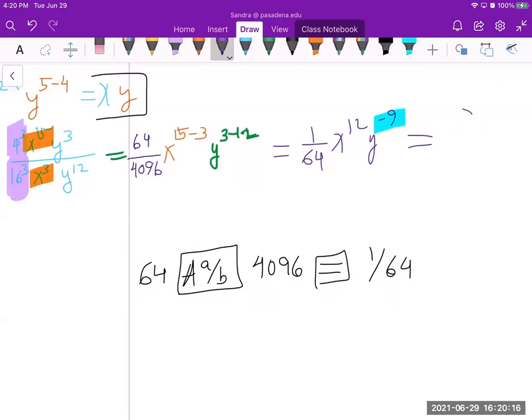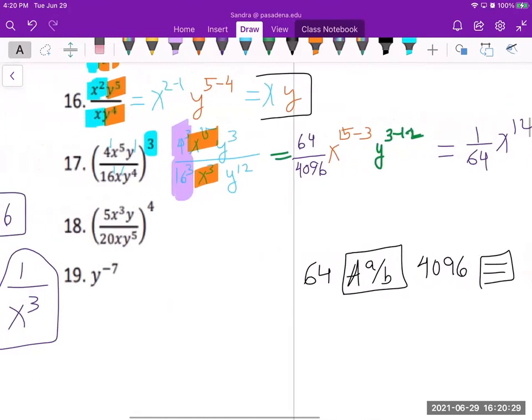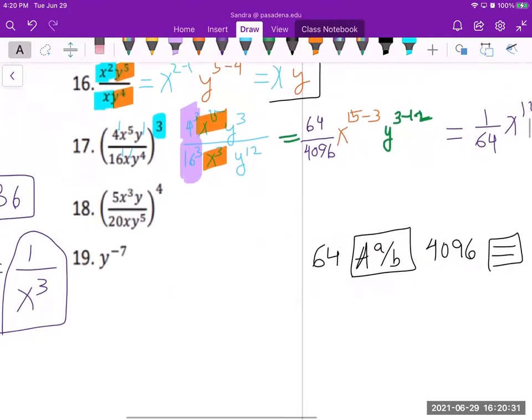It will be x to the 12th. I can keep the 1 if I want to, but I don't need to. Over 64 y to the 9th power. And so this will be my answer. Let's go ahead and move on to problem 18.